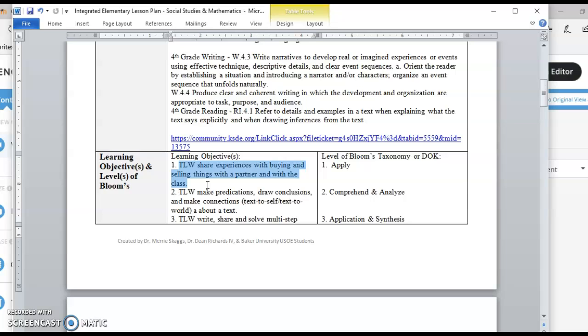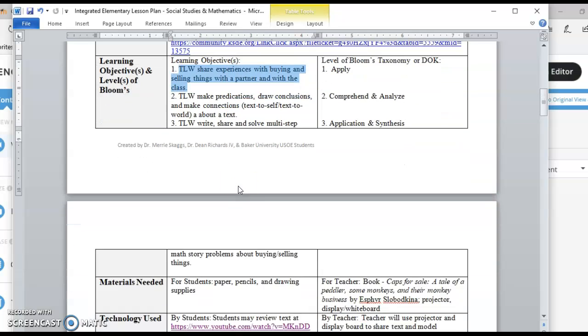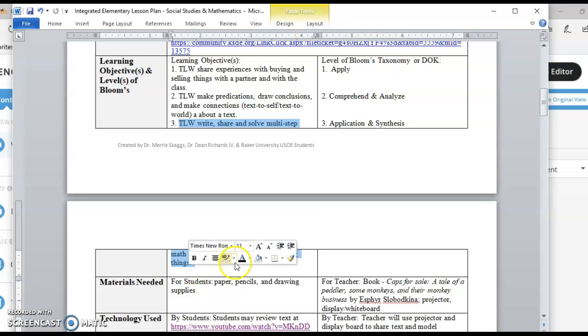Can we see them doing that with a partner? Can we hear them doing that with the class? Yes. And so that becomes an observable component. And if you look at these other ones, these are all observable things. You can tell if students have written and shared multi-step story problems about buying and selling things, right?